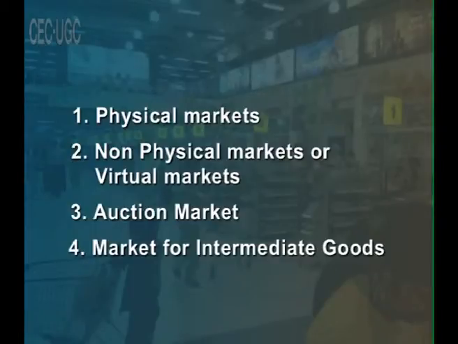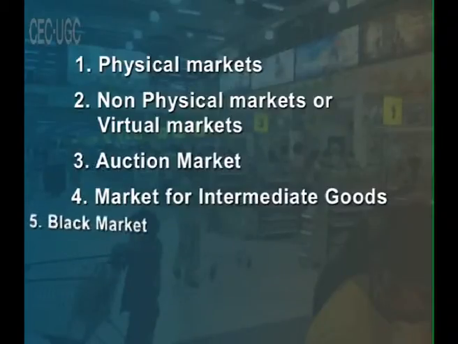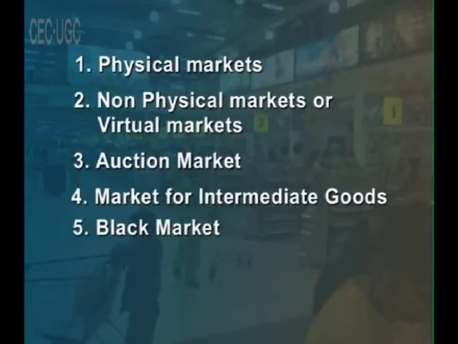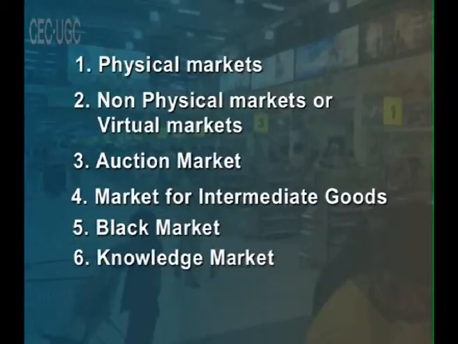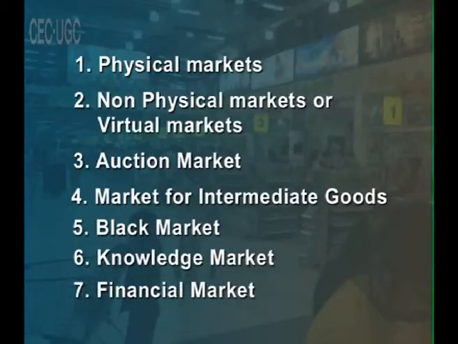Fourth, market for intermediate goods. Such markets sell raw materials or goods required for the final production of other goods. Fifth, black market. A black market is a setup where illegal goods like drugs and weapons are sold. Sixth, knowledge market. A knowledge market is a setup which deals in the exchange of information and knowledge-based products.